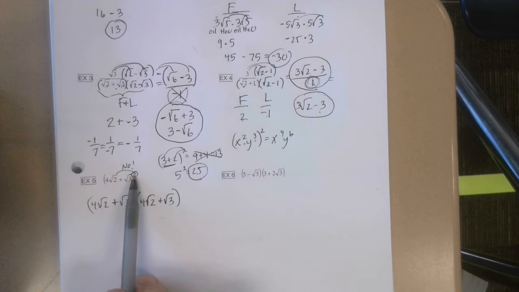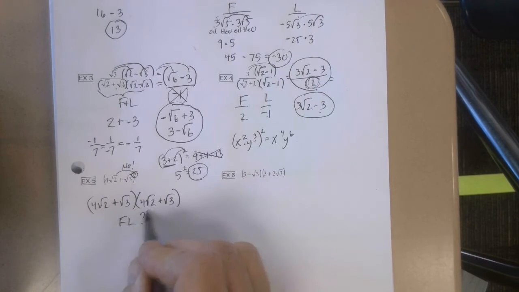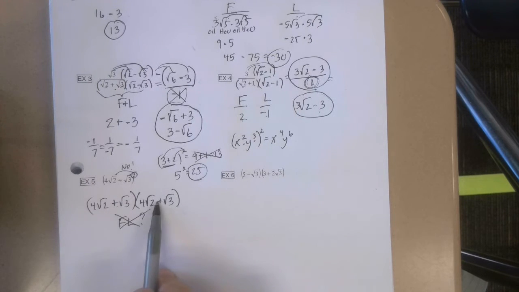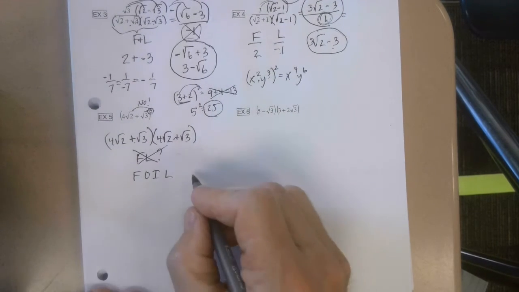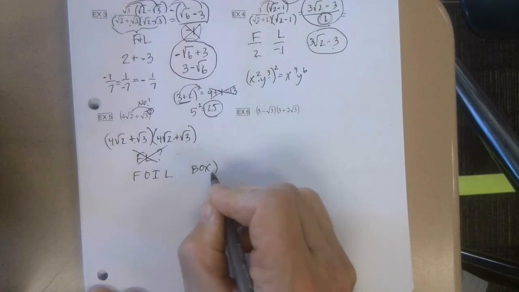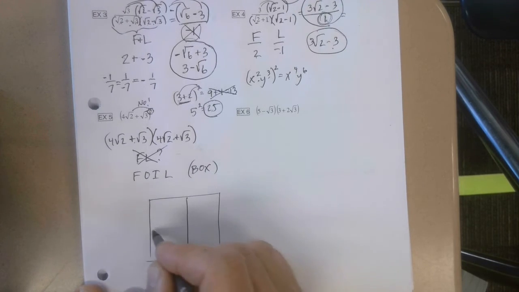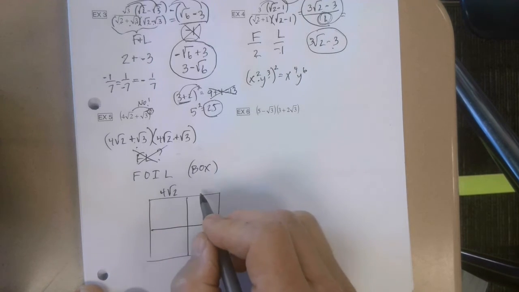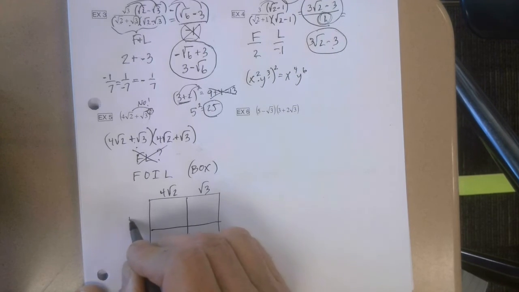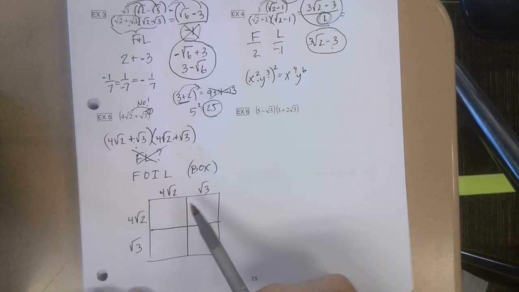So there's test number 1. Do you know your rules? Test number 2. Can I fool this? No, because these are not conjugates. So I'm stuck foiling. Now, I'm going to show you guys another little trick. I call it the foil box. And this will help you when these problems get a little nasty, which I think this one is. 4 square root of 2 plus the square root of 3, 4 square root of 2, and the square root of 3. You see, it's going to organize your FOIL.